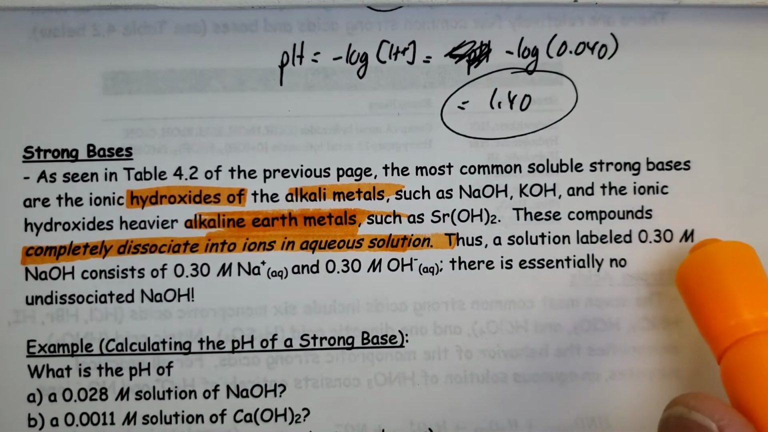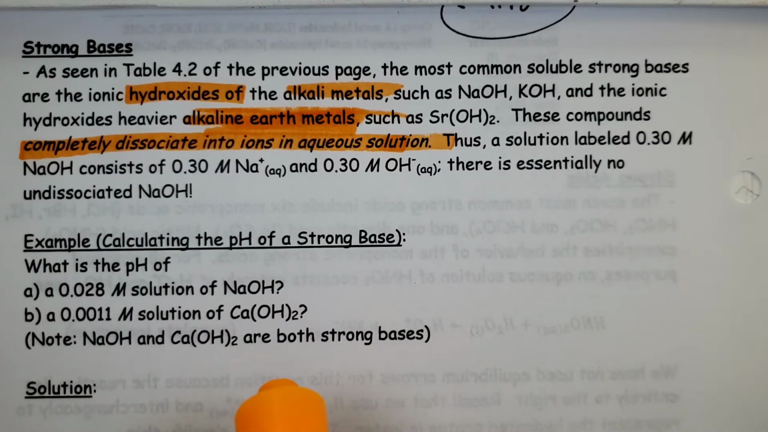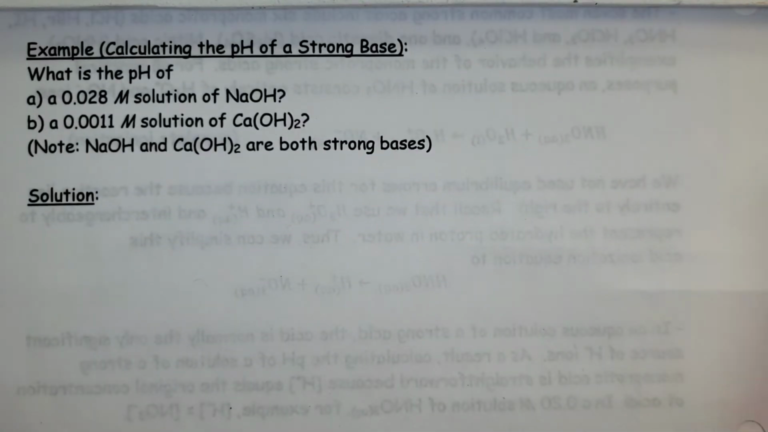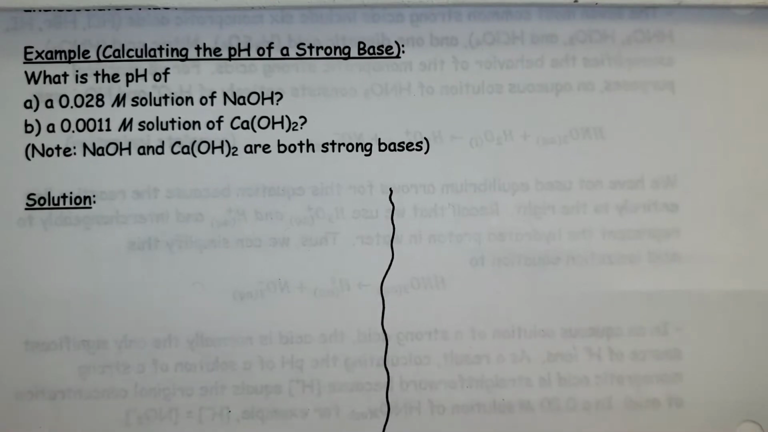Thus the solution labeled 0.30 molar sodium hydroxide contains 0.3 molar sodium ions and 0.3 molar hydroxide. There is no NaOH left undissociated. So look at two examples here. We'll look at one involving 1:1 and another one involving a non-1:1 ratio.